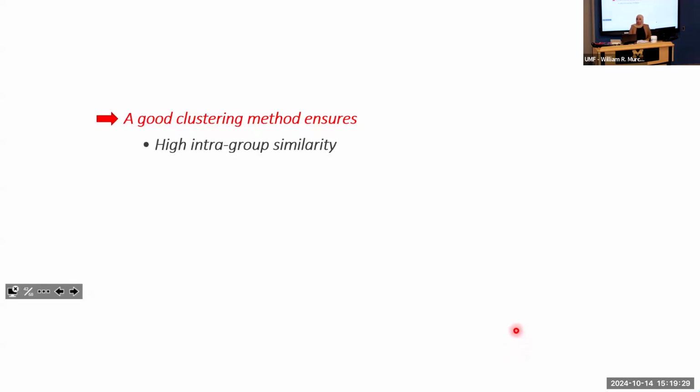Okay. So a good clustering method now must ensure a high intra-group similarity, which means elements from the same group must be so similar that we do not distinguish between them. There is that much high intra-group similarity.